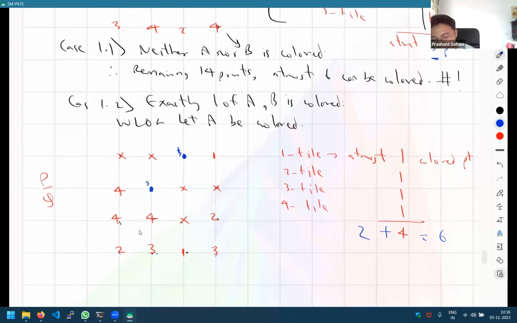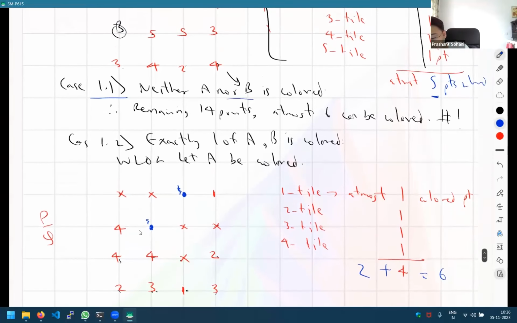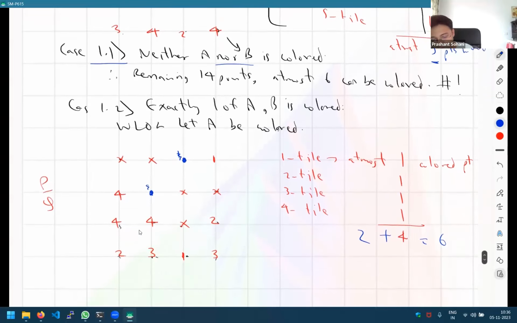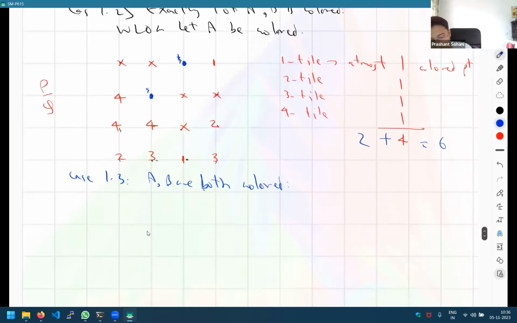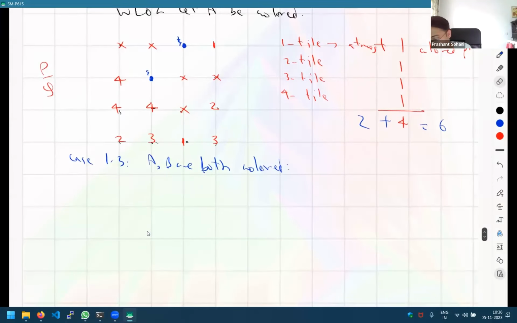So which is the only case remaining? So we have done the case where A and B are both not colored. We did the case where exactly one of them is colored. And now we'll do the case where they are both colored, right? Okay. But I mean, assuming that you understood the idea, I think now you can work out the details.